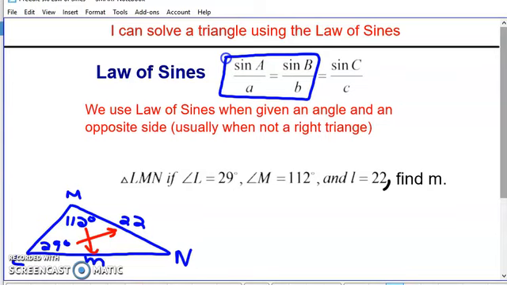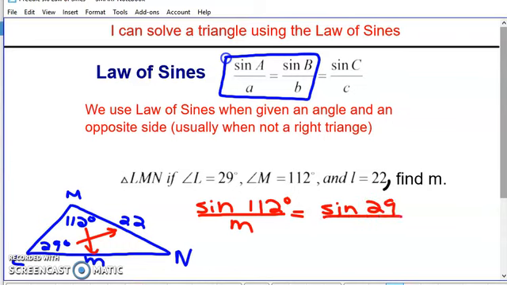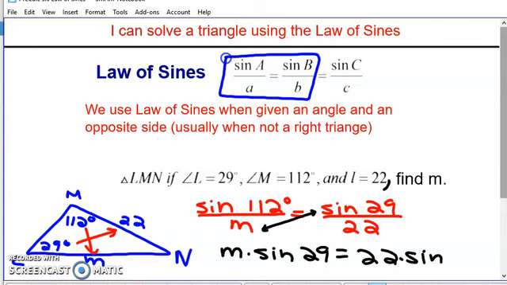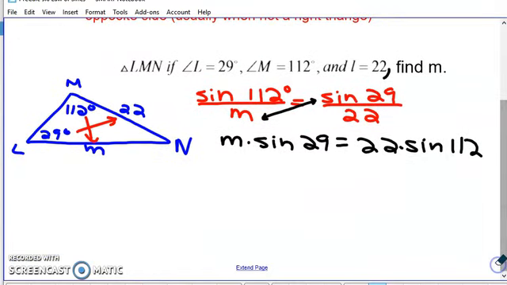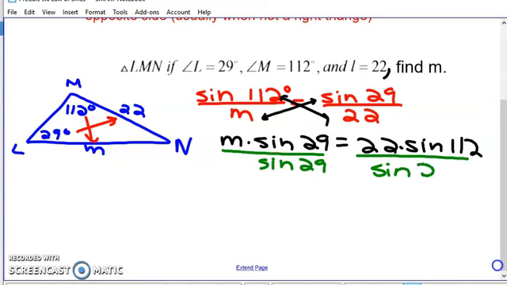Okay? So I'll go sine, it doesn't really matter which one I do first. I'll do sine of 112 over M. As long as I have an angle over its opposite side, that those are together, and I do sine of 29, that angle over its opposite side. And then I'm going to cross multiply. Okay. We'll divide both sides by sine of 29. And then we can put it in the calculator.